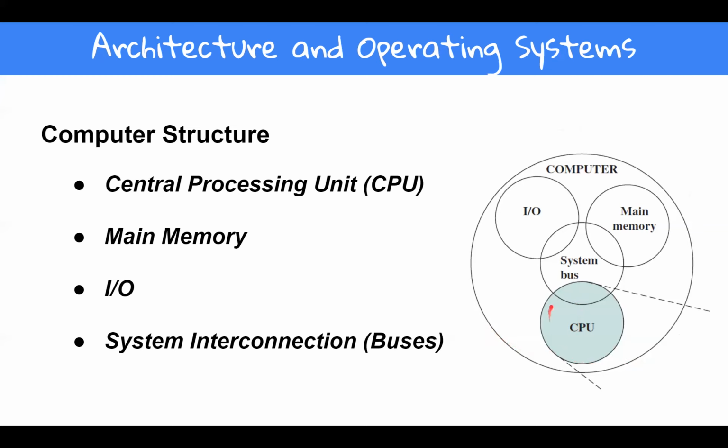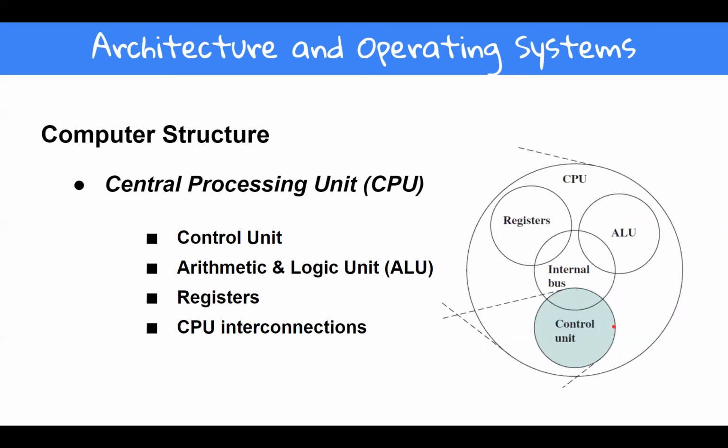Now we want to focus more on the CPU and see what we have in the CPU. Let's look inside the CPU. So inside the CPU, we've got different components. What are they? One of them is the control unit, the most important part. It controls the operation of the CPU and hence the computer. So this is the brain of our machine.